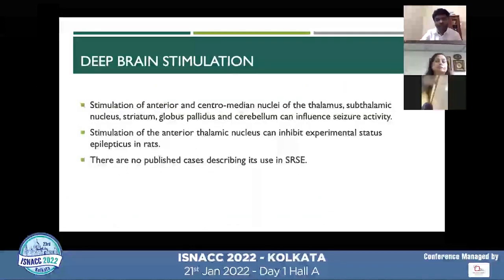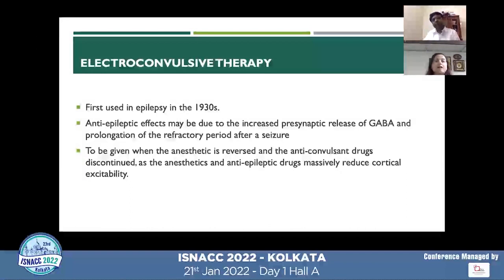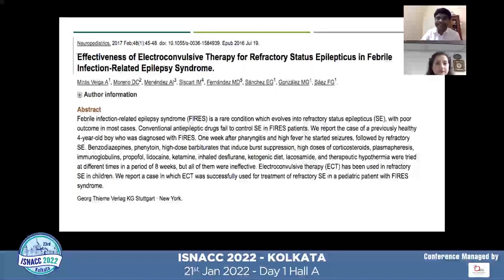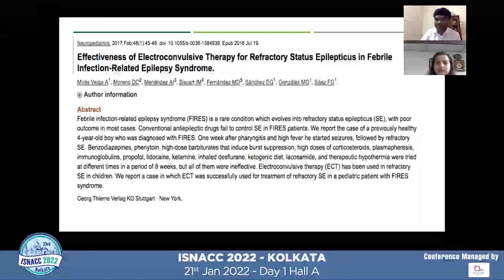Deep brain stimulation: there have been animal studies of stimulation of the anterior thalamic nuclei for the treatment of status. However, there is not much published data to support this. Electroconvulsive therapy was first used in 1930. The anti-epileptic effects are because of the increase in presynaptic GABA and prolongation of the refractory period of seizures post-ECT. However, the anesthetic and anticonvulsant drugs should be completely withdrawn before the start of electroconvulsive therapy. There have been case reports of successful use of electroconvulsive therapy in febrile infection-related epilepsy syndromes.